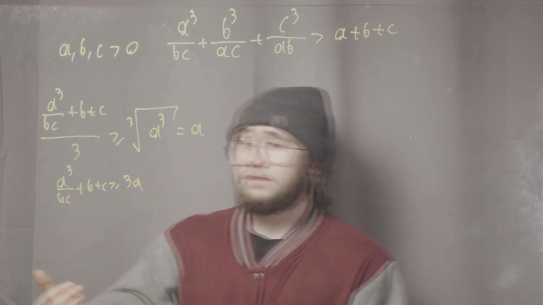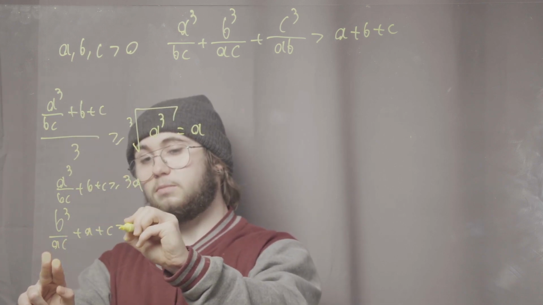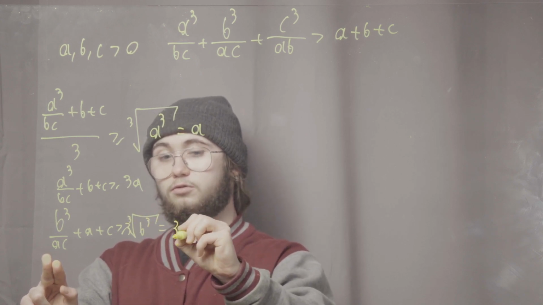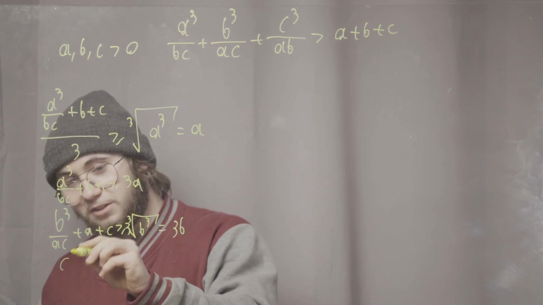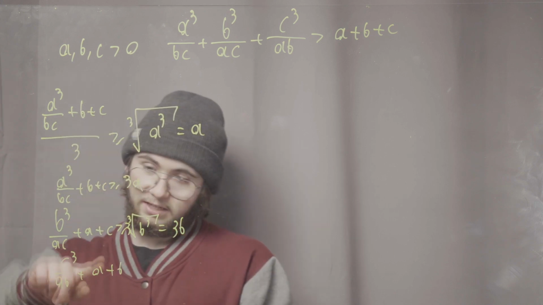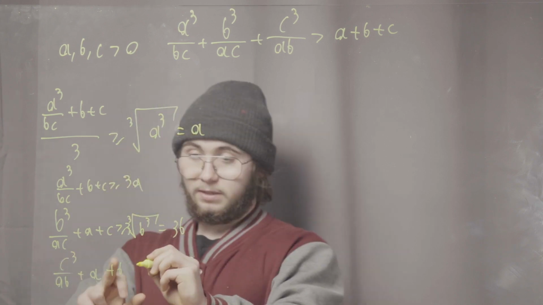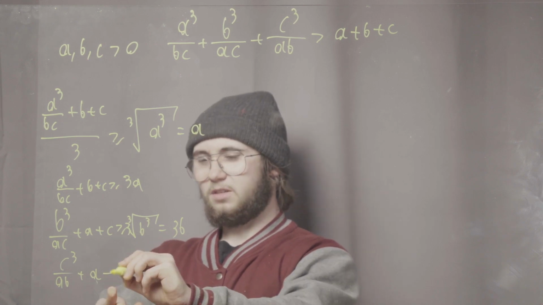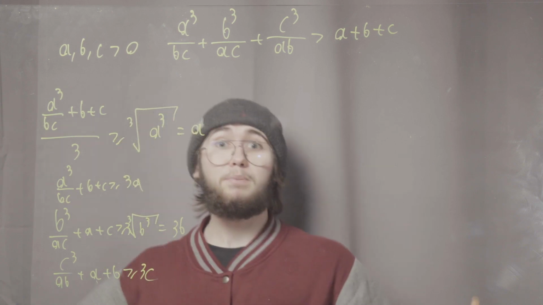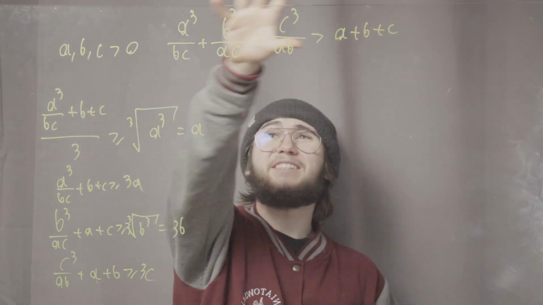And by the same reasoning, b cubed by ac plus a plus c will be greater than or equal to 3 times the cube root of b cubed, which is equal to 3b. And by the same reasoning, once again, c cubed by ab plus a plus b, a plus b is going to be greater than or equal to what? 3 times c. Beautiful.